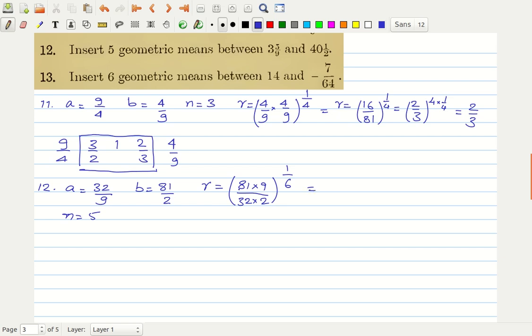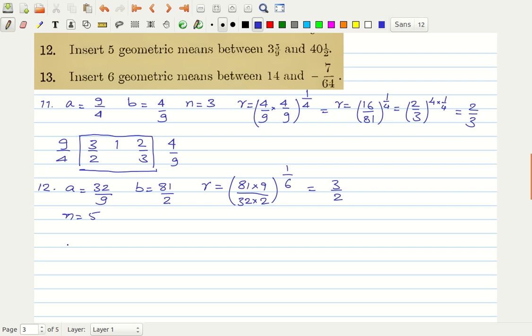Now we know that 81 is 3 to the power 4 plus 3 to the power 6. So this is 3 by 2. Okay, you can do this. The numerator is 3 to the power 6, the denominator is 2 to the power 6. So what you will end up having is R is going to be 3 by 2.